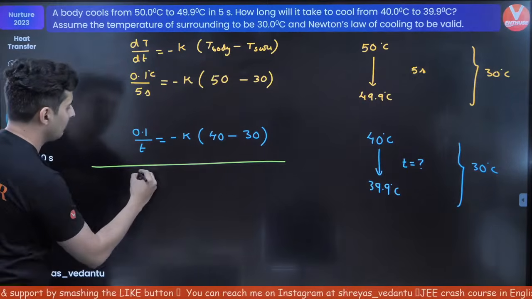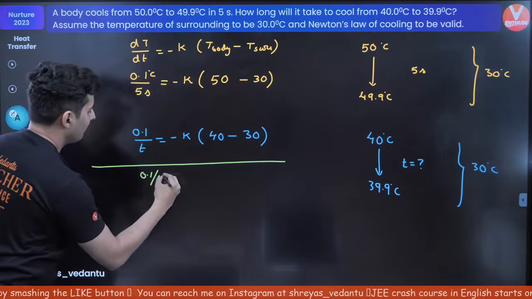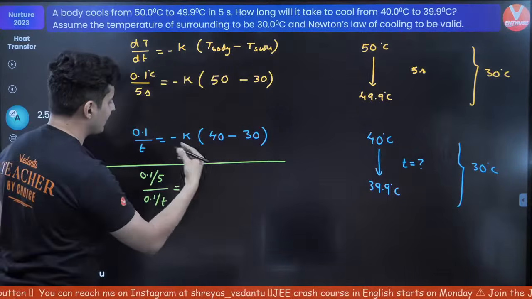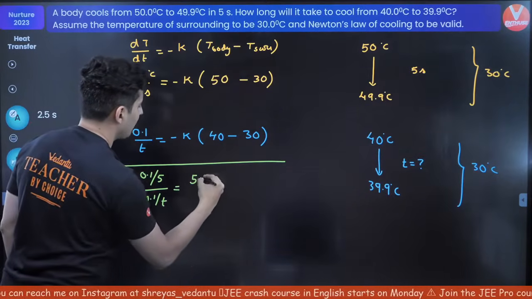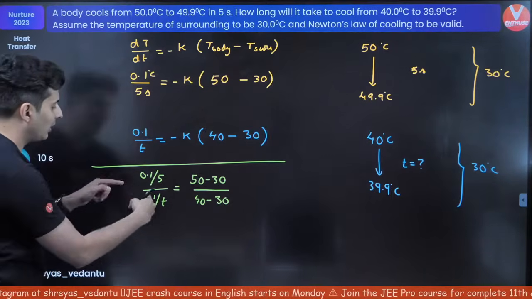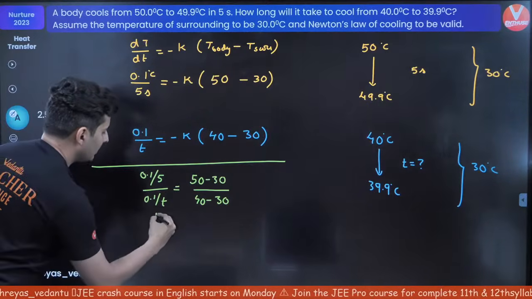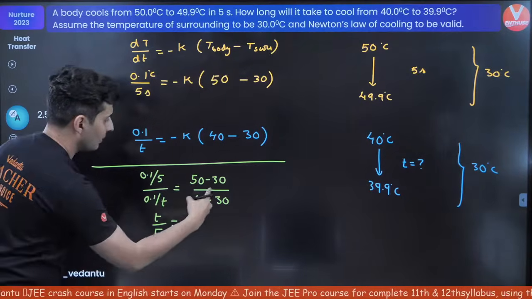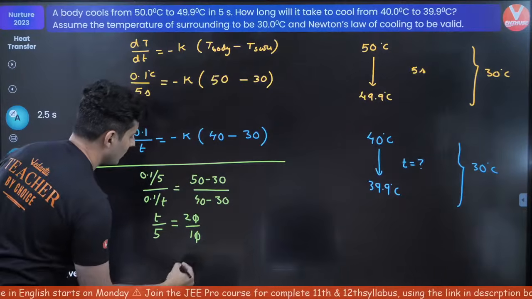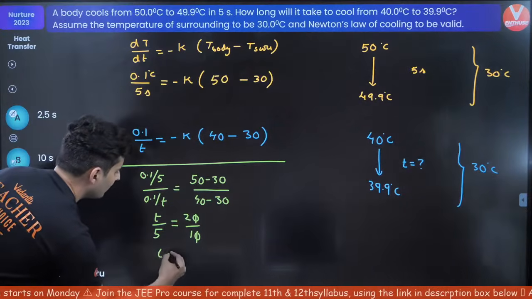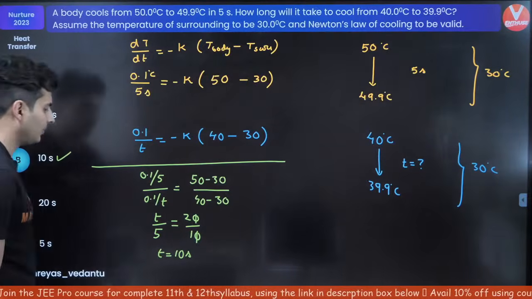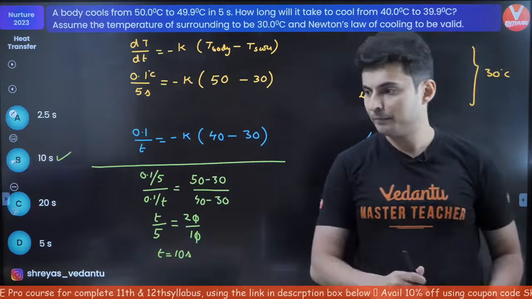So when you divide both of them, 0.1 divided by 5 upon 0.1 divided by t is equal to, minus k cancels, 50 minus 30 upon 40 minus 30. So 0.1 cancels. So it will become t divided by 5 is equal to 50 minus 30, that's 20, upon 40 minus 30 is 10, 0 cancels. So t will be equal to 2 5s are 10 seconds. Yep, 10 seconds is the answer.